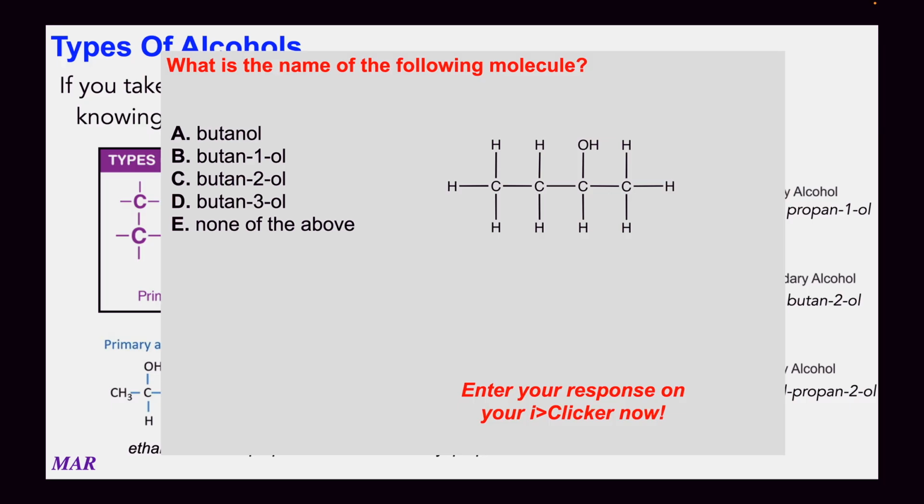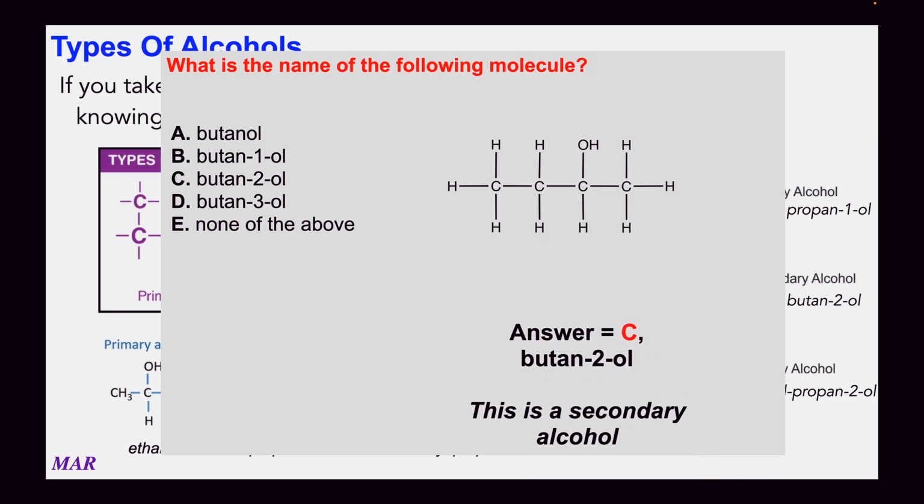So in the old days, what I would have done is I would have counted left to right, right to left, and I'm hoping you're getting better at this. If you count right to left, that OH is off the second carbon. So I would have called it 2-butanol because the OH is off the second carbon. But in this new way of doing things, the 2 goes right before the OL. So butan-2-ol would be the new name of doing it, and that's fantastic.